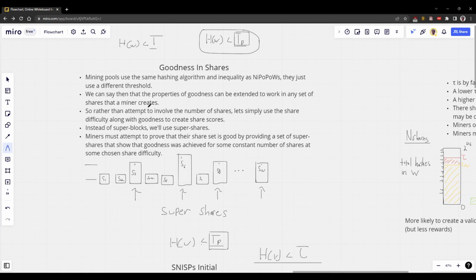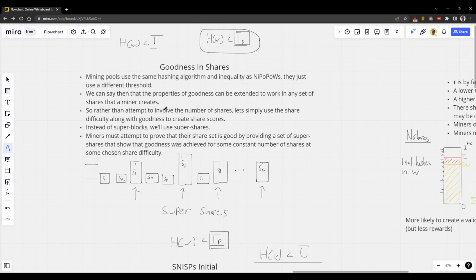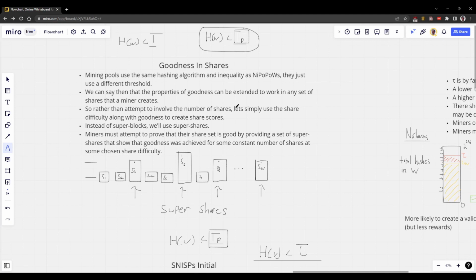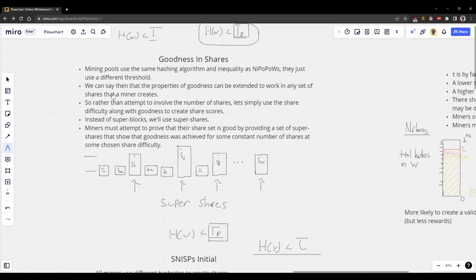So rather than attempt to involve the number of shares, let's simply use the share difficulty along with goodness to create share scores. If you remember, past algorithms like the PPS algorithm and PPLNS algorithm all use the number of shares to calculate how much work was performed. Instead, we're not going to do that. We're going to use the share difficulty and try to prove that the share set created by a miner is good. And if a miner creates a good share set, then they honestly mined. So instead of super blocks, we're going to use super shares instead.